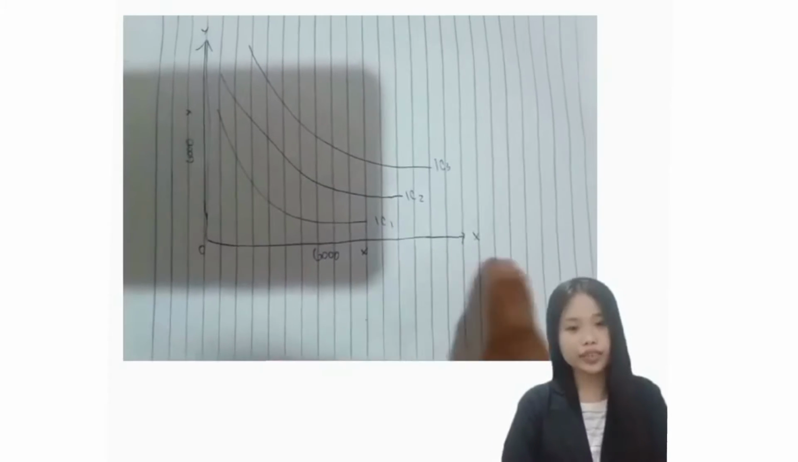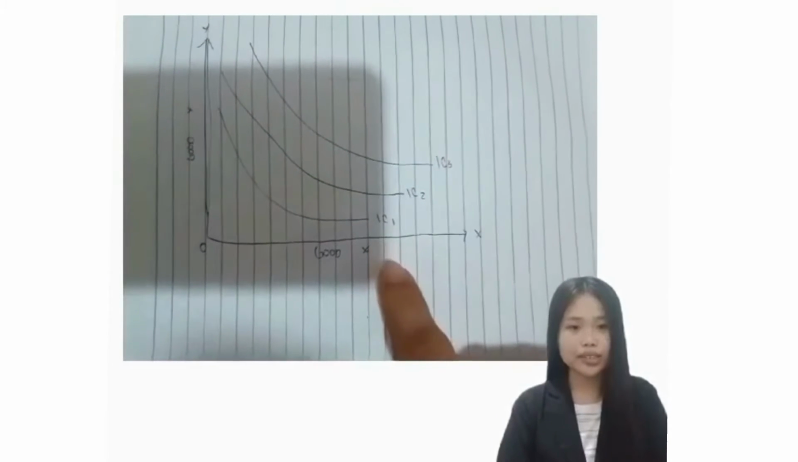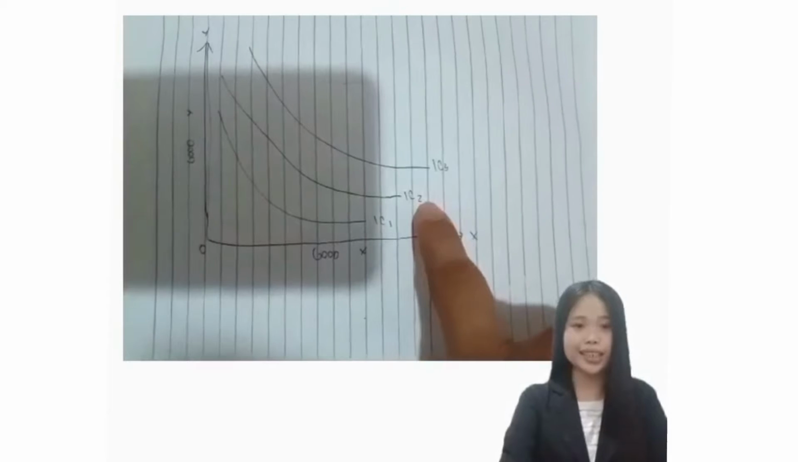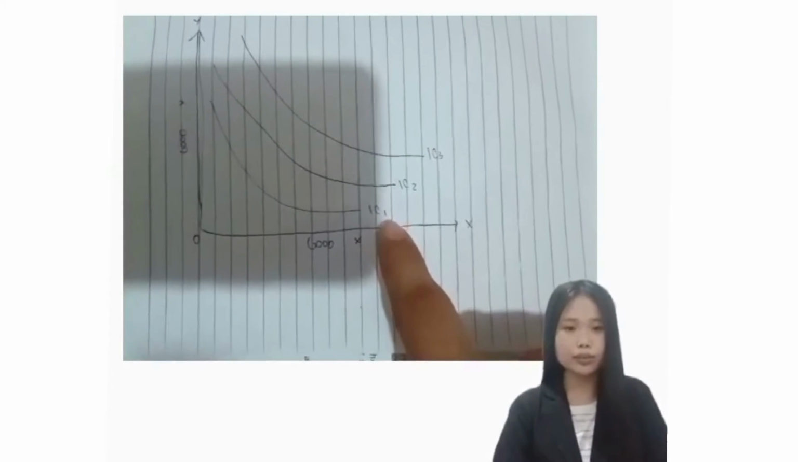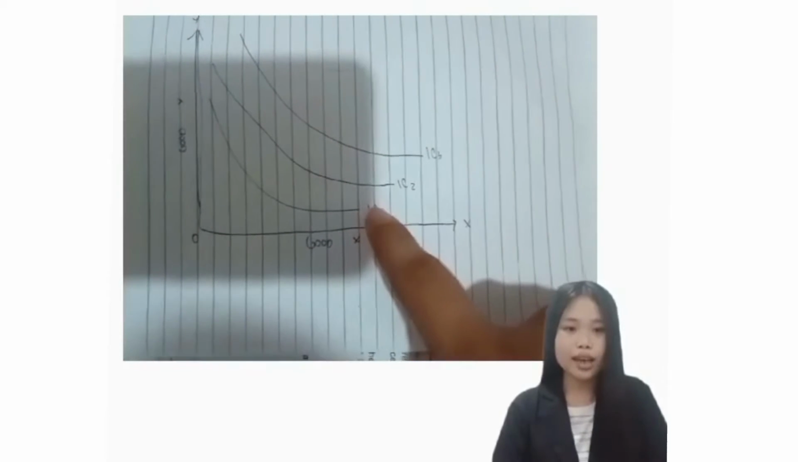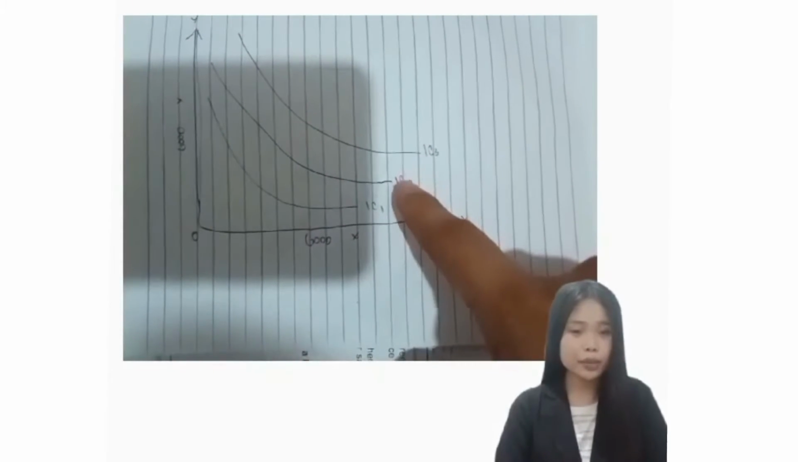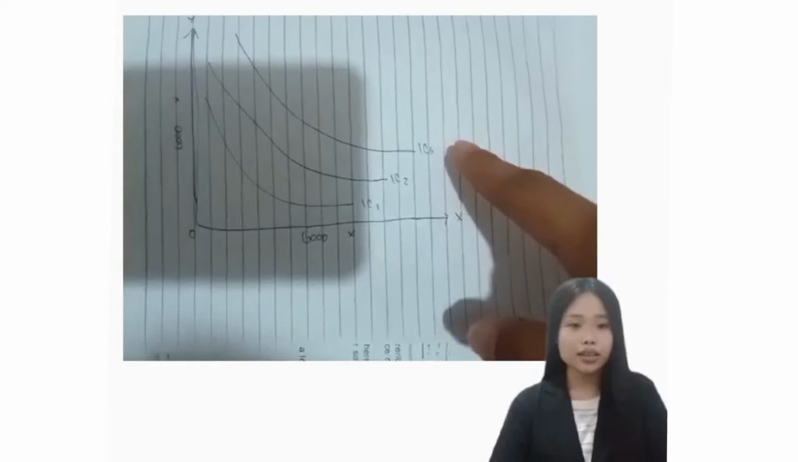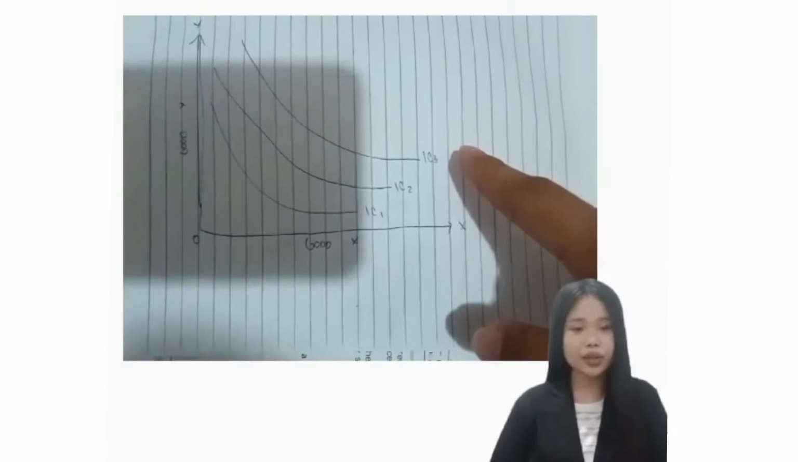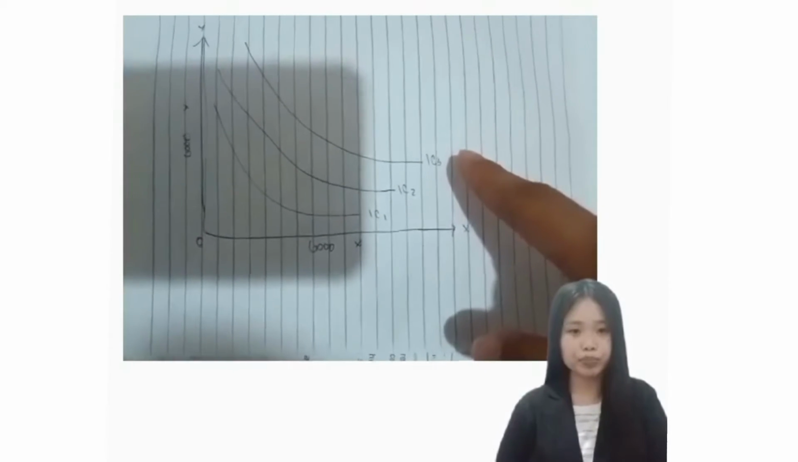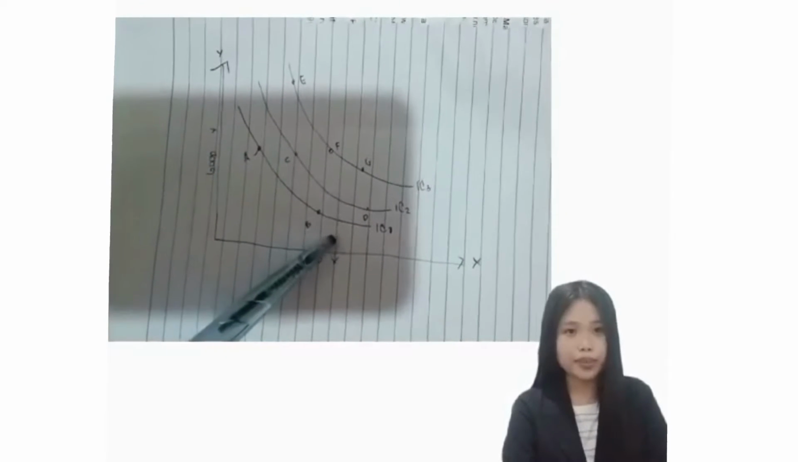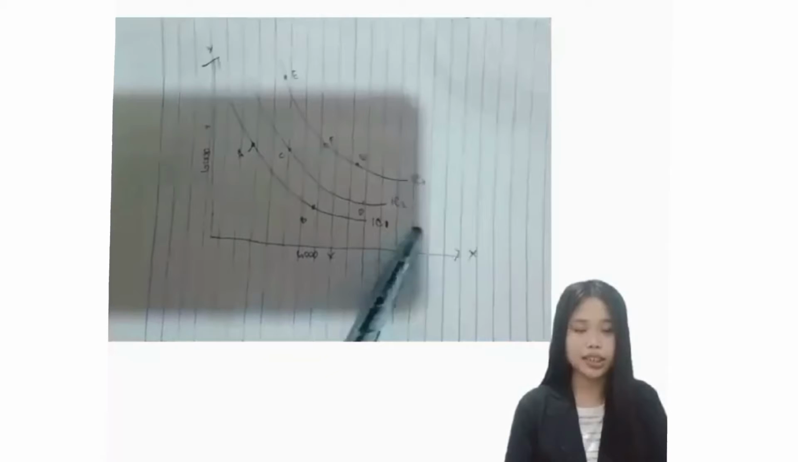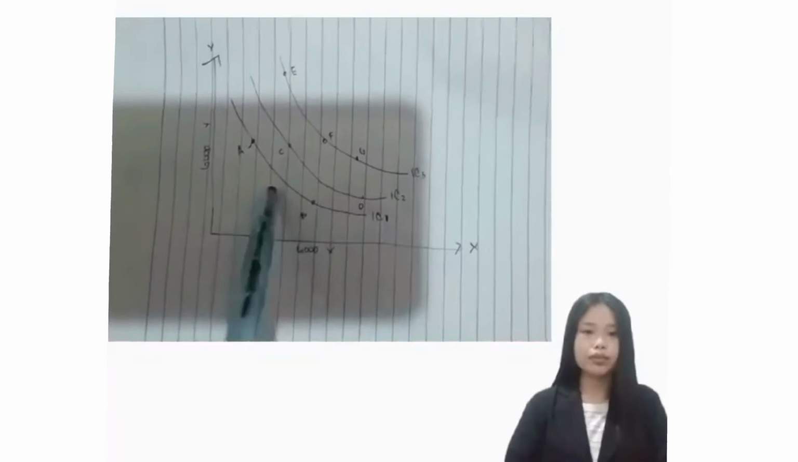And there are three indifference curves, which are IC1, IC2, and IC3. IC1 will give you a satisfaction, but it is the lower one. Then IC2 is the middle, which will also give satisfaction. IC3 is the greater one. Now we can see here there are points A, B, C, D, E, F, and G.